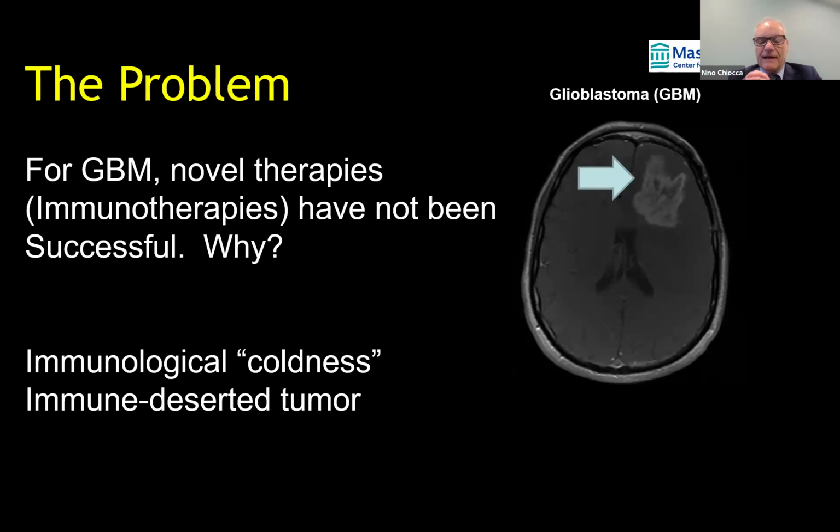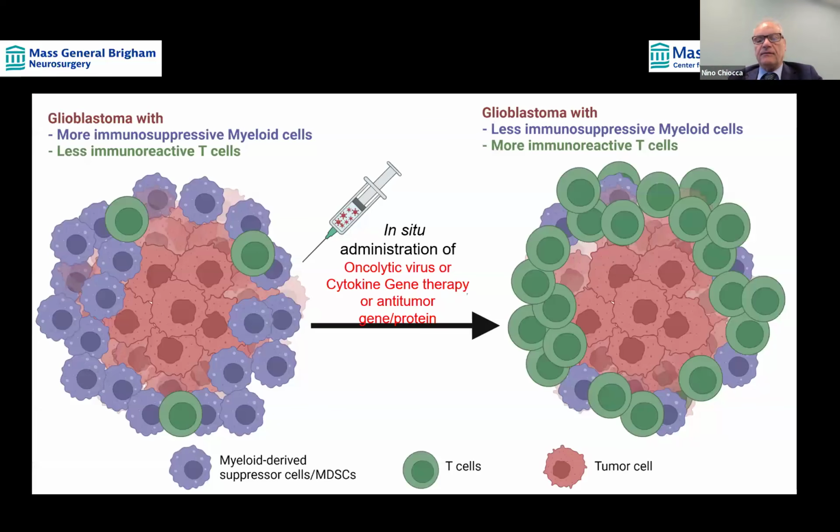But in these tumors, we do not see that happen. We don't see T cells in the tumor itself. And therefore, even if you try to unleash T cells through immune checkpoint inhibitors, they just don't get into the tumor. So we've been trying to solve this, and this is my entire talk.